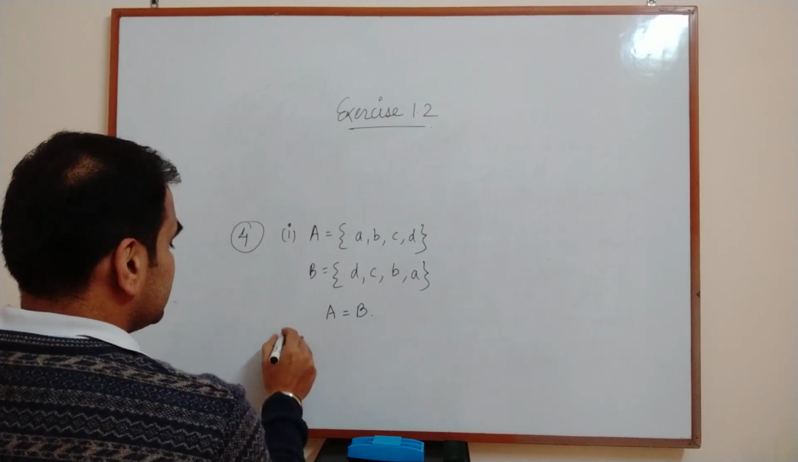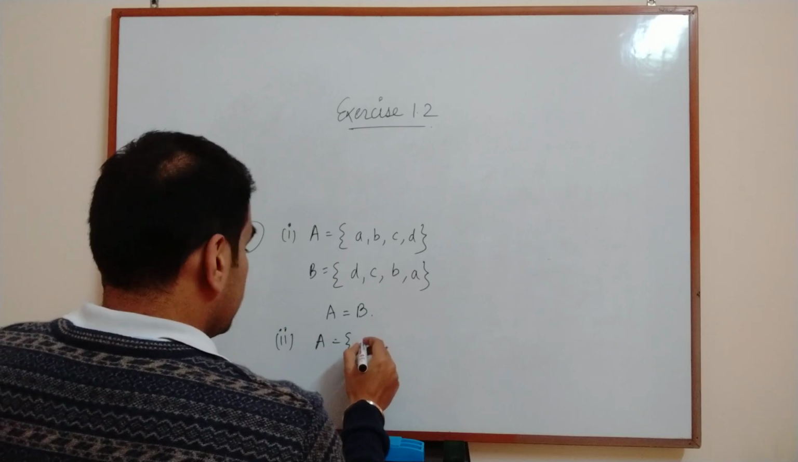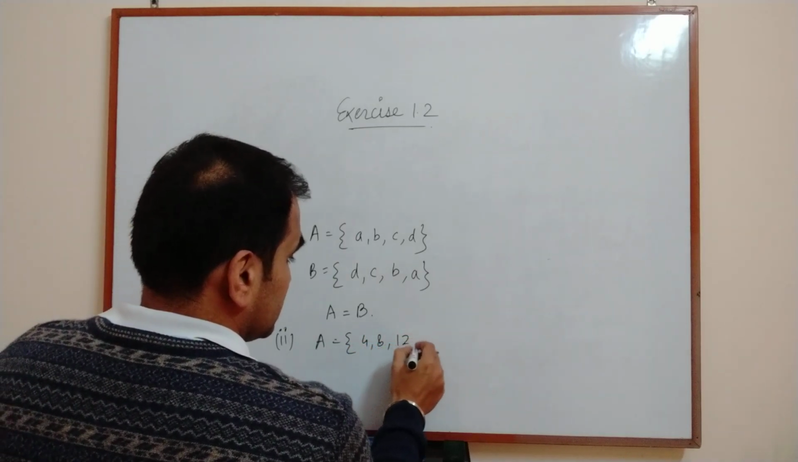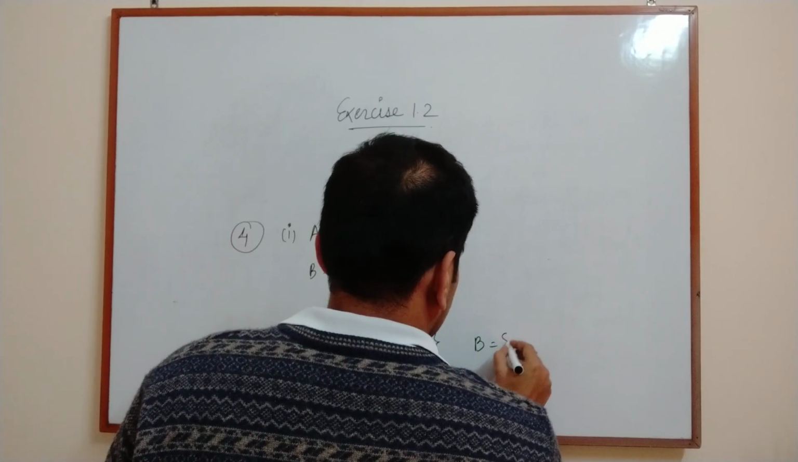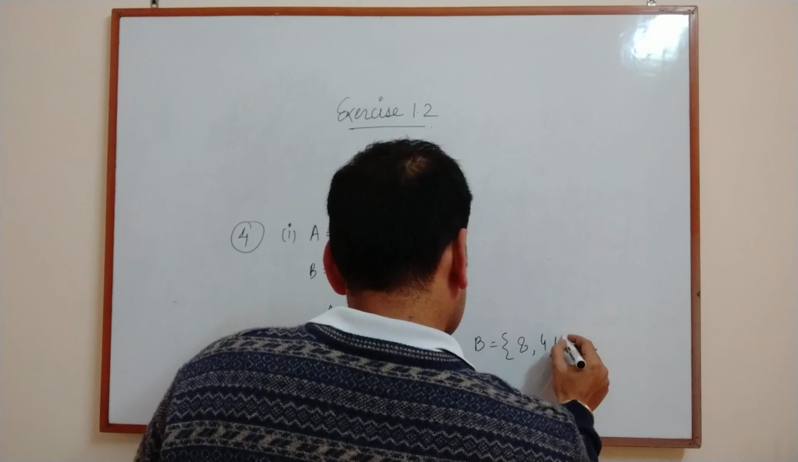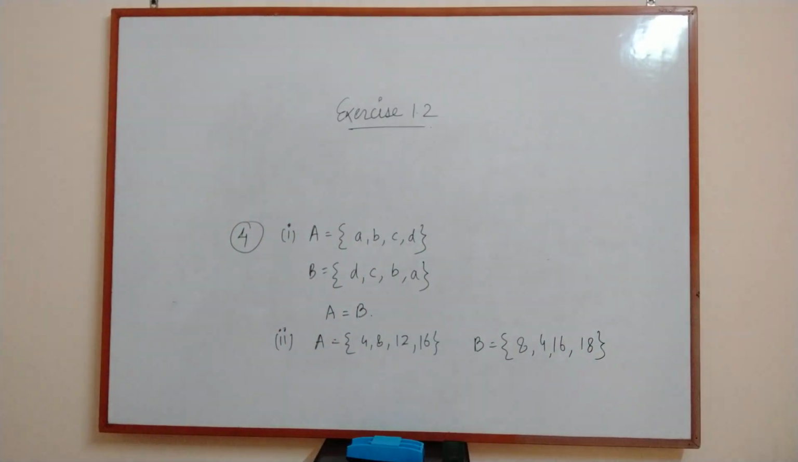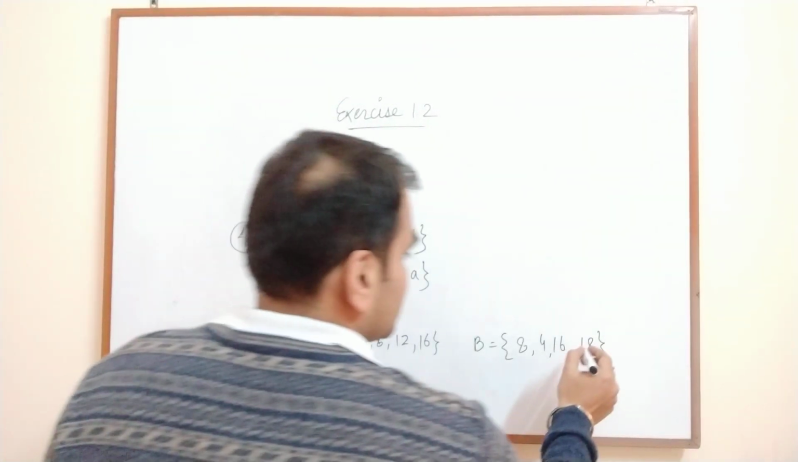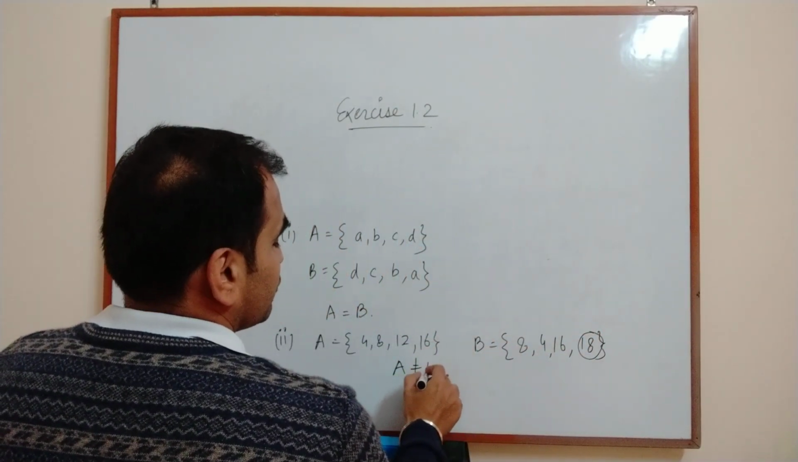The second part: set A is equal to {4, 8, 12, 16}, and in set B we have the elements {8, 4, 16, 18}. Clearly we can see that 8 is in both sets, 4 is there, 16 is there, but because of this 18, these sets are not equal. So here A is not equal to B.